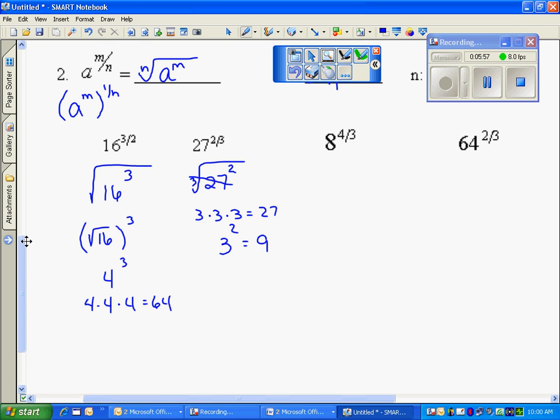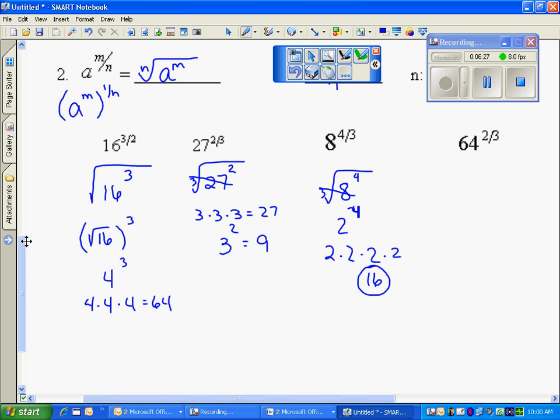8 to the power of 4/3. So the exponent is 4, the index is 3. And notice if they were common factors, they would cancel each other. I don't know what 8 to the 4th is. I could figure it out, but it would take me more time than I want. Cube root of 8 is 2. 2 to the 4th power is what I have remaining, which means 2 times 2, which is 4, times 2, which is 8, times 2, which is 16.